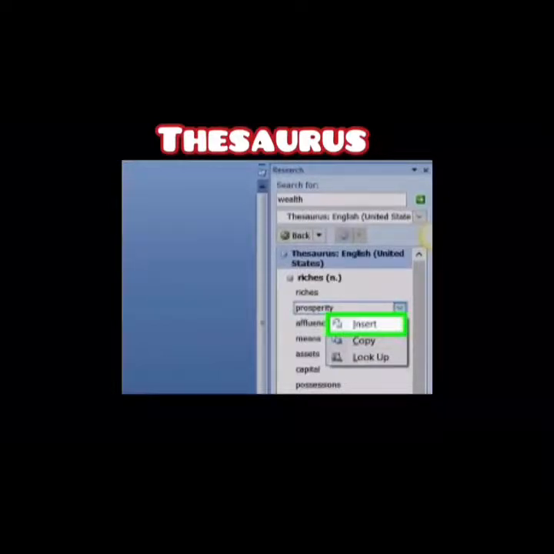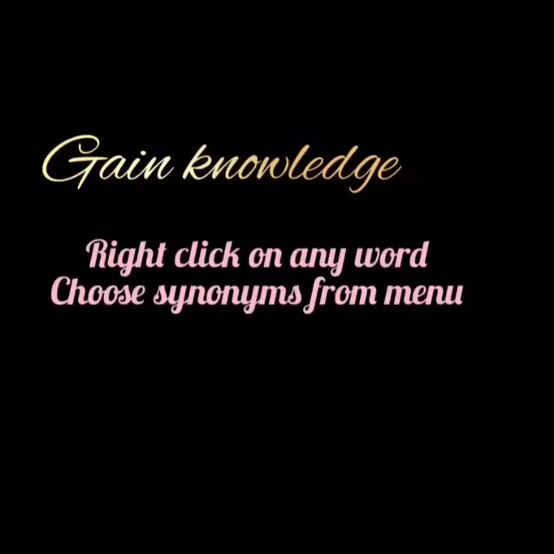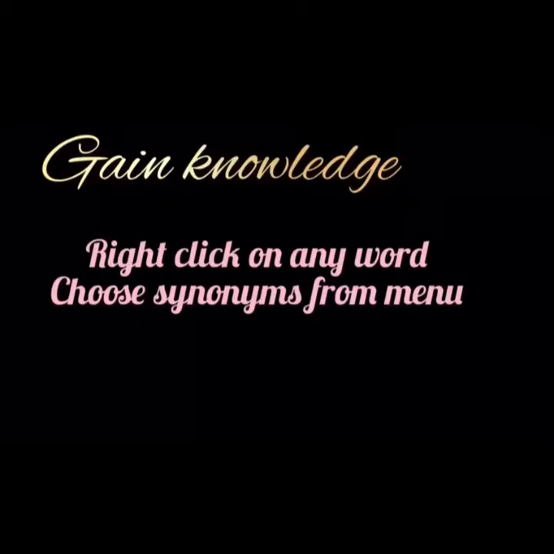Next is the gain knowledge part. There is one more way to find the thesaurus. How is that? You can right click on any word and then you will get many options. From those options you have to choose synonyms. Once you choose synonyms, the same steps will continue there as well.